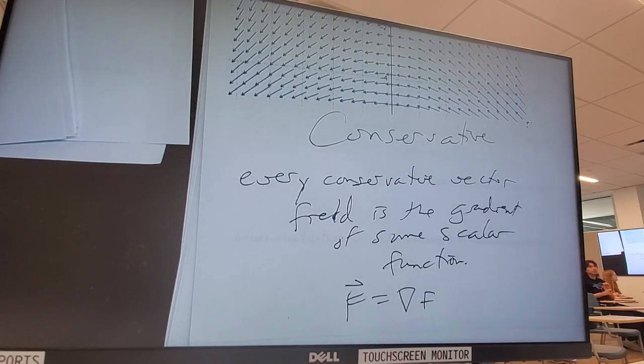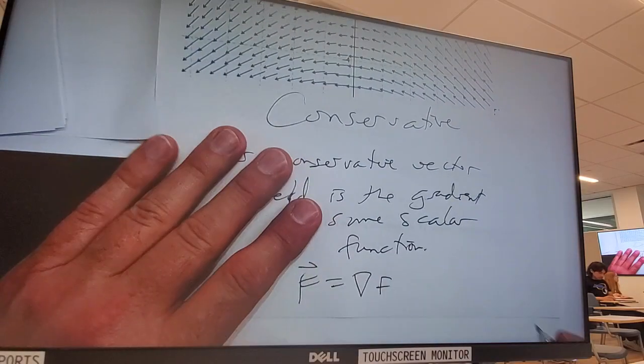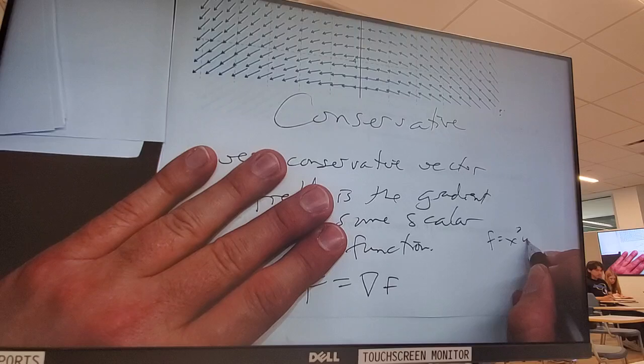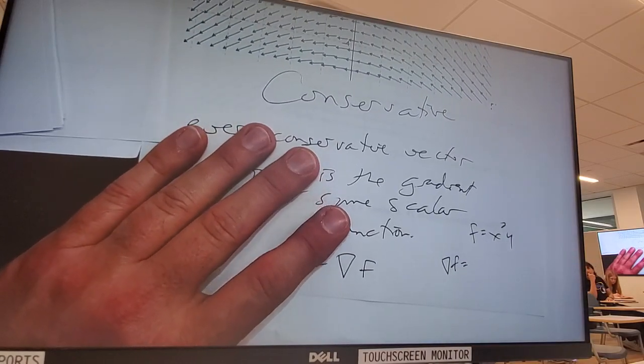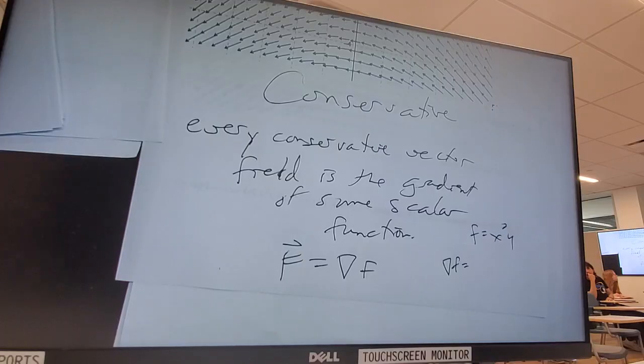What's the gradient do again? We'll say 2 dimensions. So if I give you a function, x squared y, it's a vector with fx and fy. If I give you f as x squared y, what's the gradient do? What type of answer do I get? Do I get a matrix? Yeah, I get a vector.